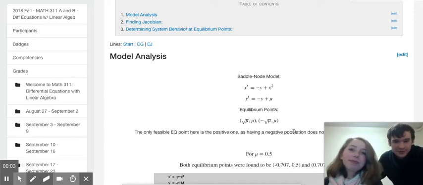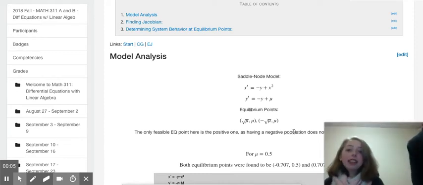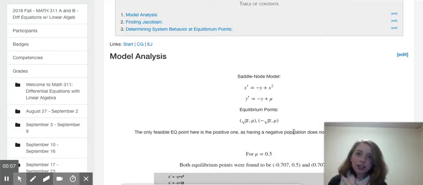Doing the saddle node model analysis. The saddle node model consists of two separate equations. One is x prime, one is y prime. The x prime is equal to negative y plus x squared, and the y prime is just equal to negative x plus mu, which is a parameter that can be changed.